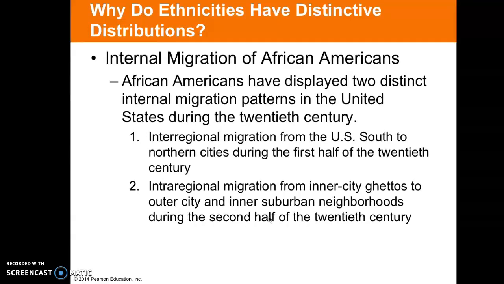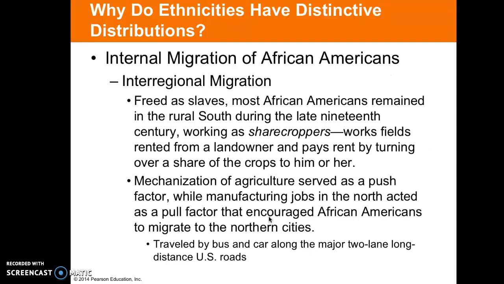And then you had intra-regional migration, so within the region, from inner city ghettos to outer city and inner city suburban areas during the second half of the 20th century. So like after 1950, from 1950 until essentially 1999, you had African Americans moving out of the city into suburban areas. So the interregional migration, again, is going from the South to the North of the United States.